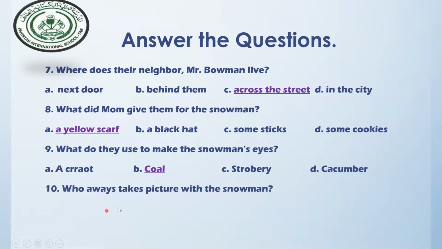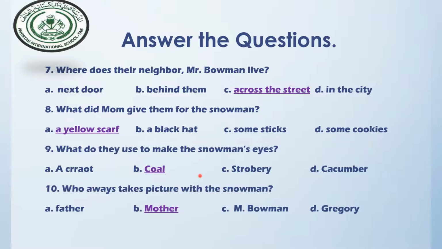And what is number 10? Who always takes the picture with the snowman? Sorry, here the spelling, who always takes the picture with the snowman: father, mother, Bowman, or Gregory? It is the mother. She always takes the picture of the children with the snowman. This is actually the question: who always takes the picture of the children with the snowman?